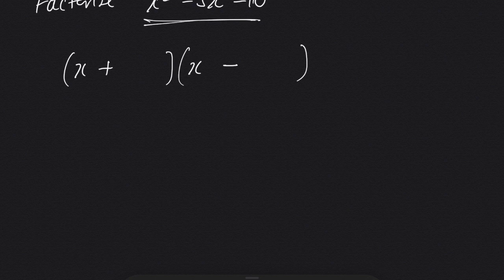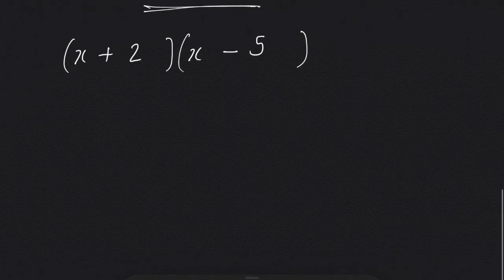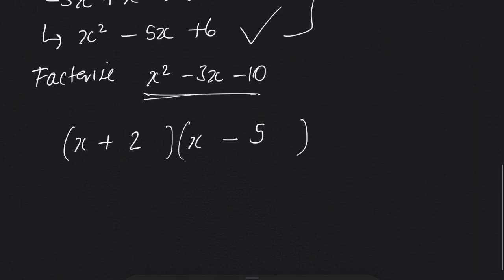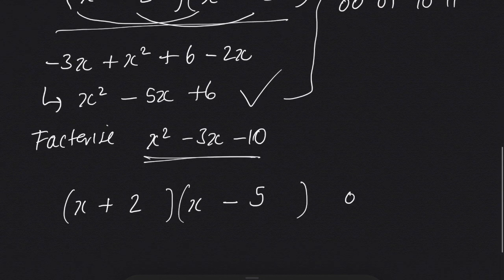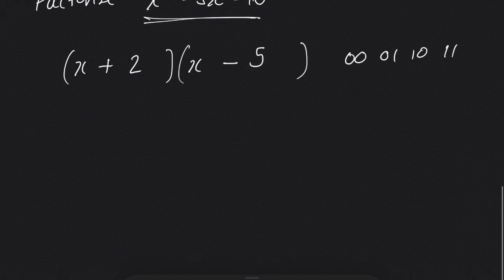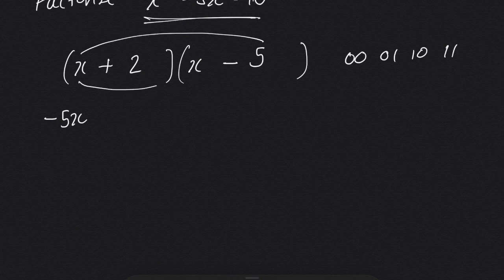Therefore, we can say that this would be positive 2 minus 5, and we get the answer of 2 and 5. And if we just check that again, as we did previously, we bring back our little helpful out, out, out, in, out, in. We can say that out, out would be minus 5x. In, out, in, we have x squared, so plus x squared.